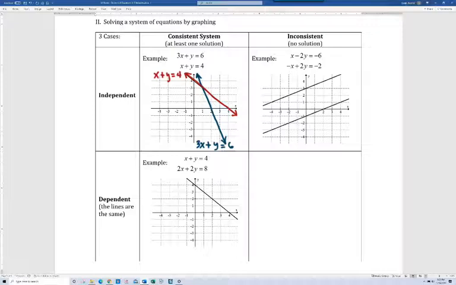Now the blue line there, all the points on that line represent solutions to the first equation, 3x + y = 6. In other words, if you take any point on that line and you plug in its x and y value into the equation, it makes the equation true. There's infinitely many points on the line, which means there's infinitely many points or solutions to the equation.